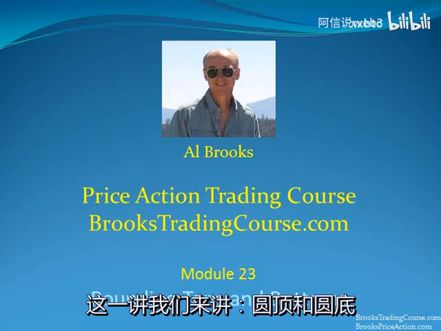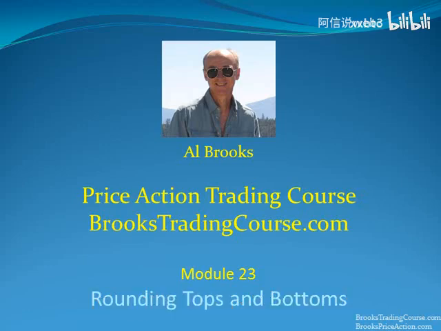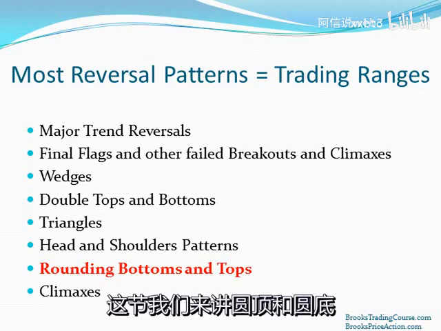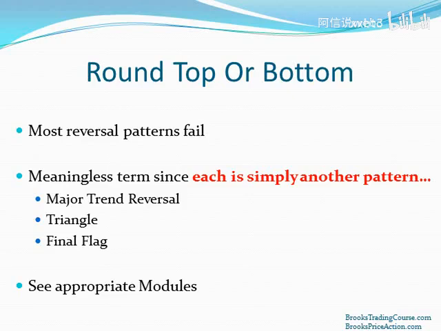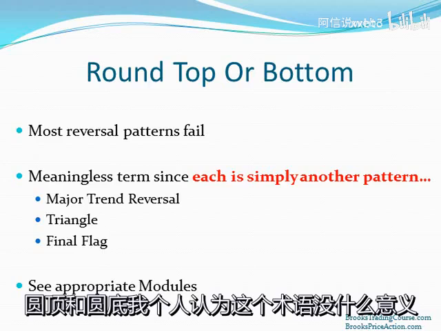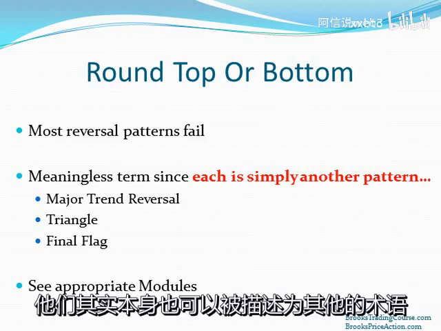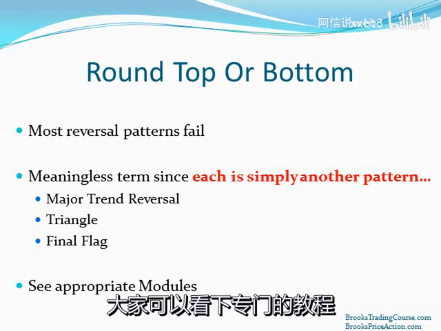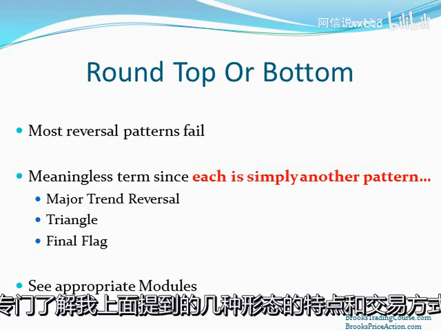The current module has to do with rounding tops and bottoms. I'm going through a list of common reversal patterns. Remember, most reversal patterns fail, and I think the terms rounding top and bottom are meaningless. All of them are usually some other pattern, like a major trend reversal, a triangle, and a final flag. You can see the appropriate modules for how those patterns unfold and how to trade them.